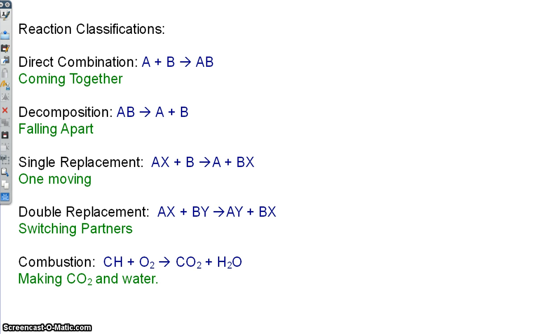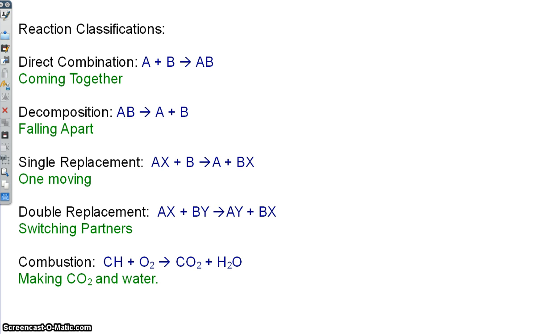The first reaction is called direct combination, and direct combination can be thought of as 2 different substances coming together and the atoms rearranging to make one substance. And again, it should be pointed out that chemical reactions really are just rearranging of atoms. So direct combination oftentimes is just 2 elements coming together to make a compound. It could be an element and a compound combining together, or 2 compounds, although that would probably be fairly rare.